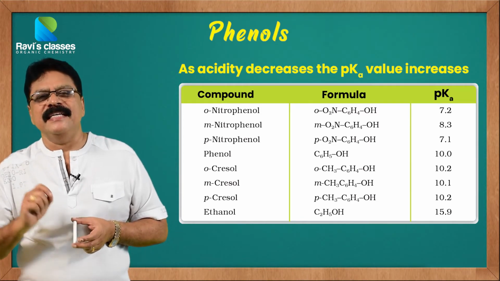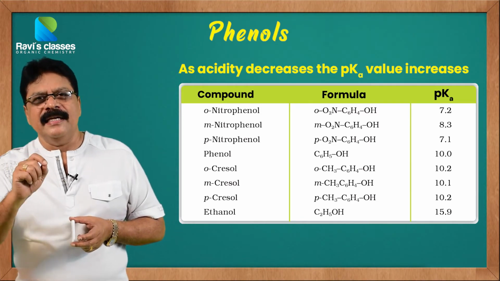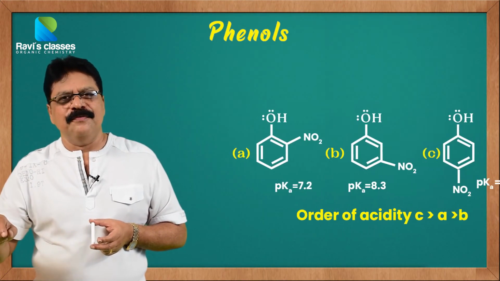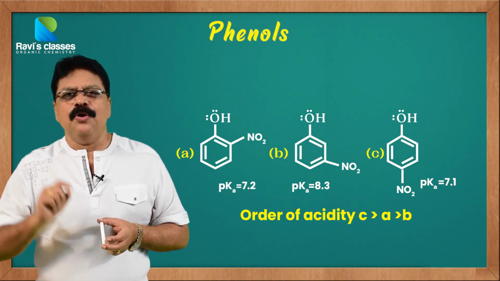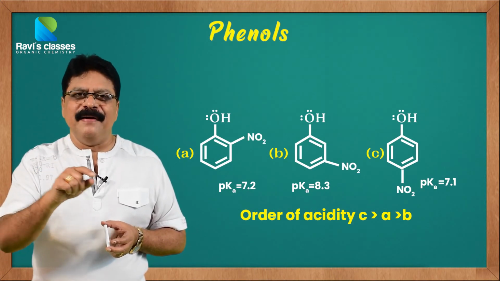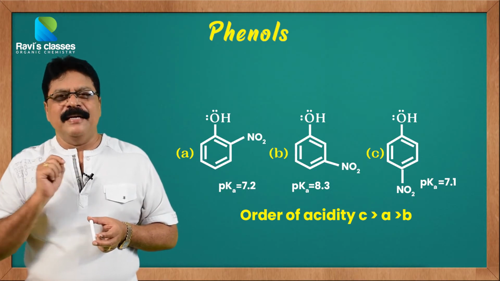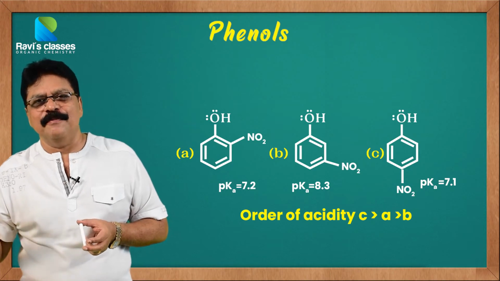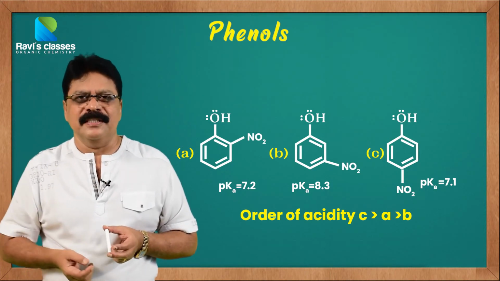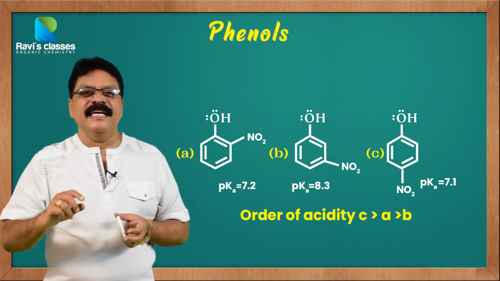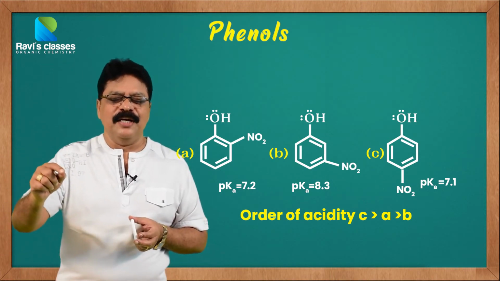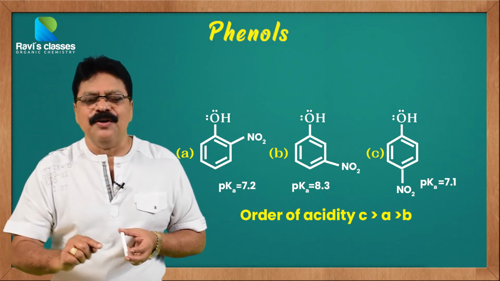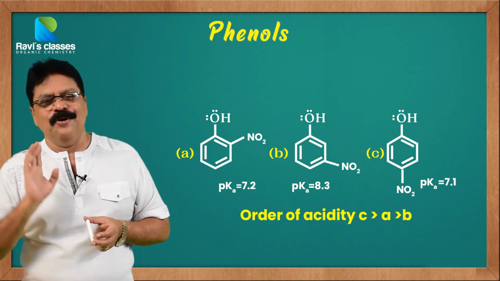Now, let us compare the other substituted nitrophenols: orthonitrophenol, metanitrophenol, paranitrophenol. The orthonitrophenol should have been more acidic than paranitrophenol or metanitrophenol, because it is very close to the OH group, and its electron withdrawing tendency will be strongly felt by the neighboring OH. But when we compare the acidities of the ortho, meta and paranitrophenols, it is found that the paranitrophenol is slightly more acidic than the orthonitrophenol.